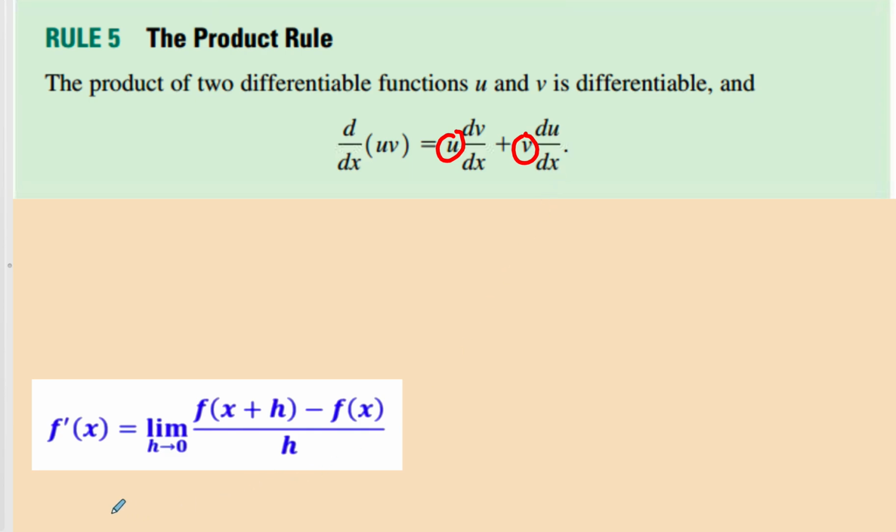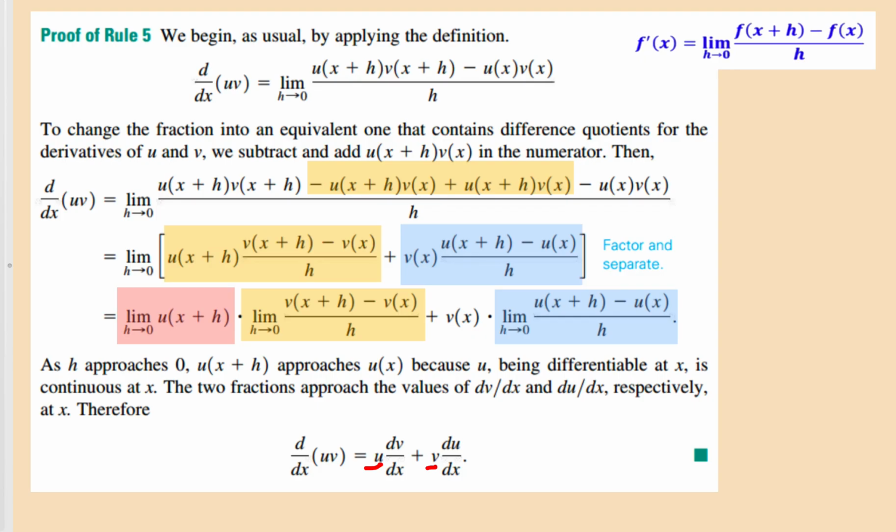In the next slide, I'm going to prove it by using the definition of the derivative. I'm going to take this function and put x plus h in it, and then take this function and just put x in it, and then divide by h. And this is the way it looks. So this u times v with the x plus h, that's this part right here, minus u of x, v of x, that's this part right here, all divided by h.